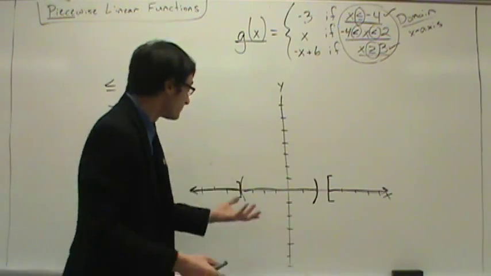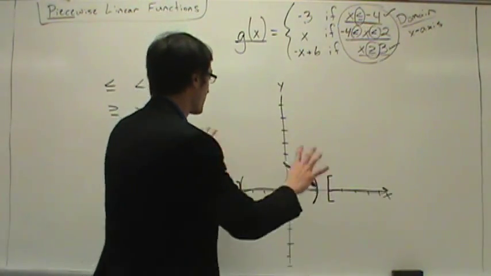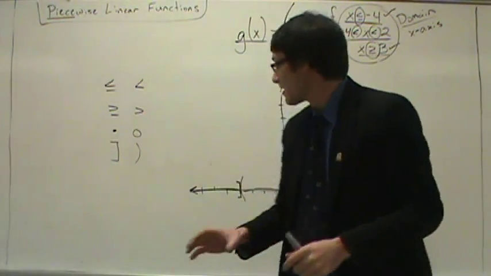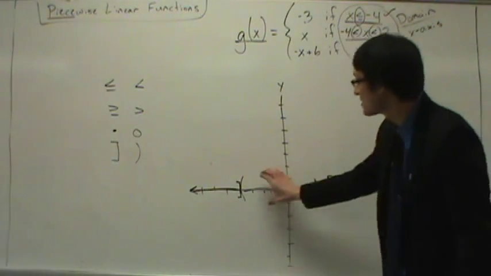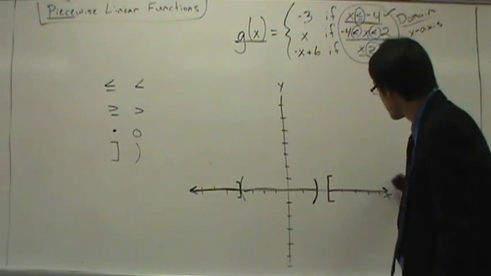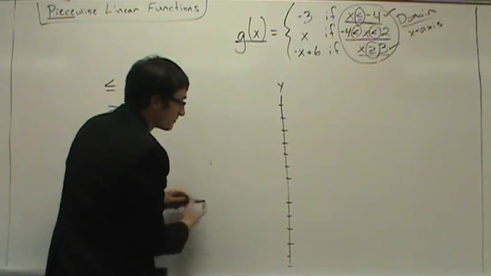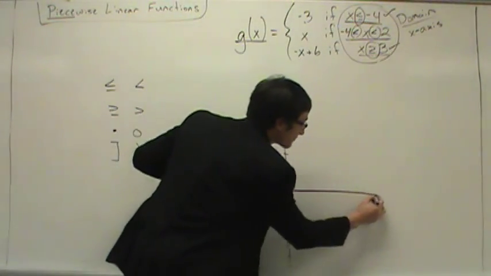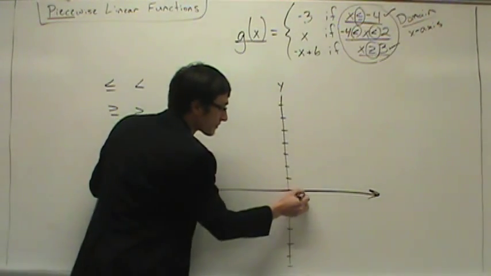Okay? Now, this is your domain, but this is not the graph. This is not what we're actually graphing. This is the portions of the x-axis associated with each different line. Okay? Now, let's go ahead and I'm going to erase this for now. Okay? We're going to do this one at a time.